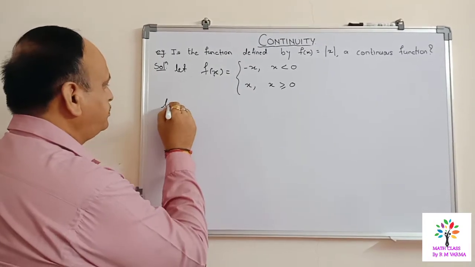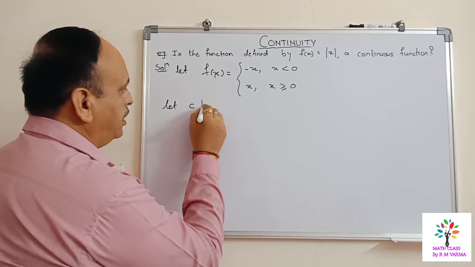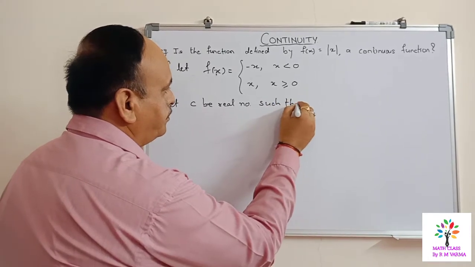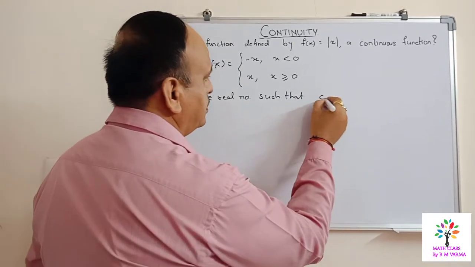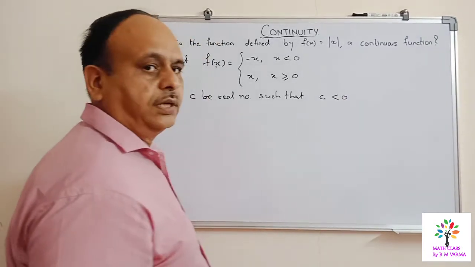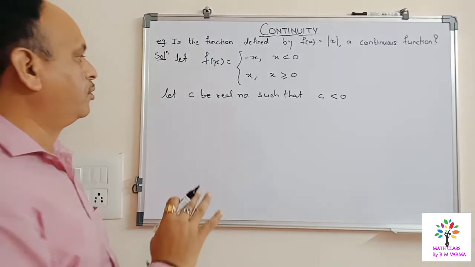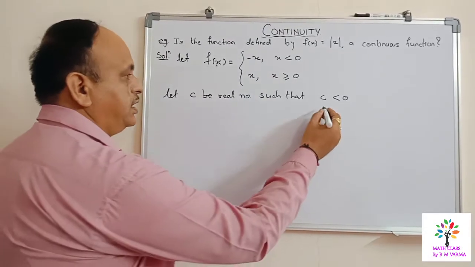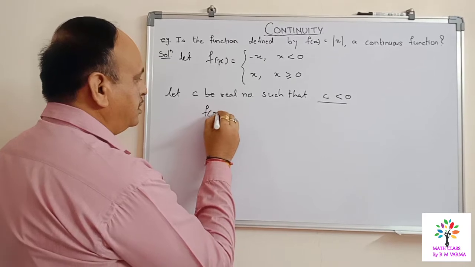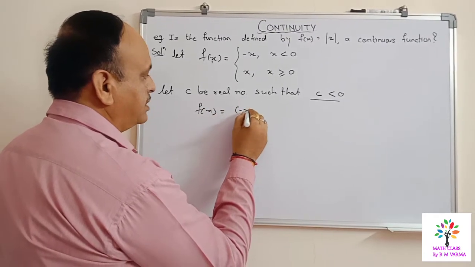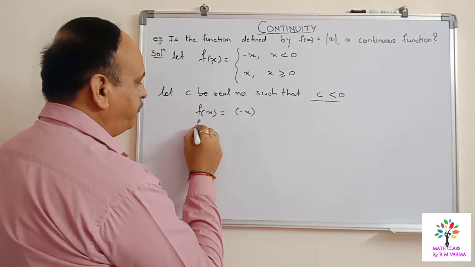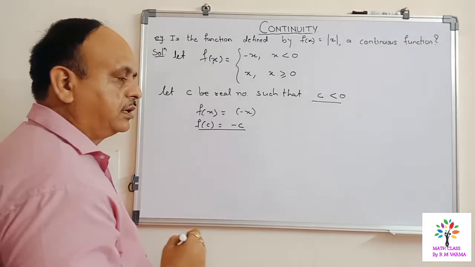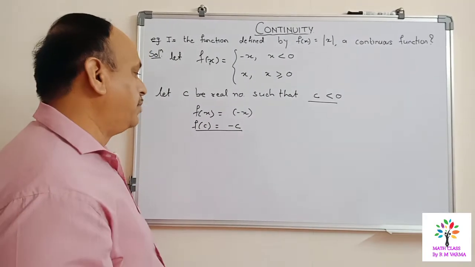Now let c be a real number such that c is less than 0. Now let us check for all real numbers less than 0, whether it is continuous or not. So for c less than 0, f(x) will be minus x. Now at f(c), it is minus c. So at the real number c, the value is minus c.